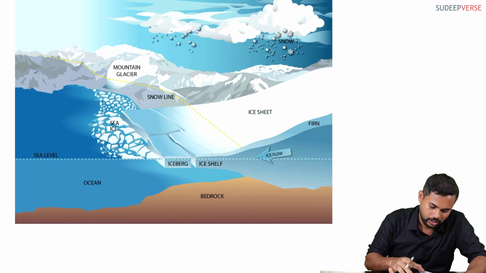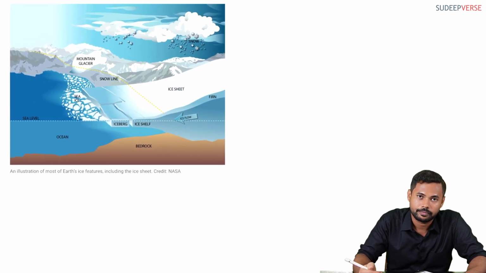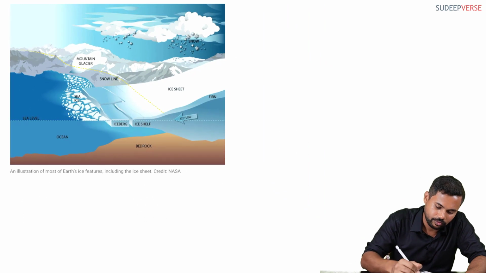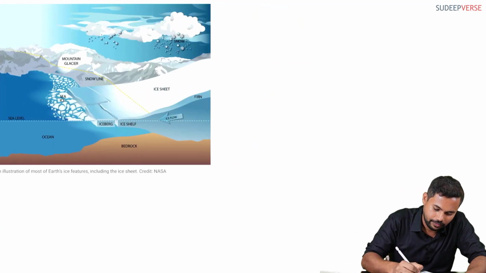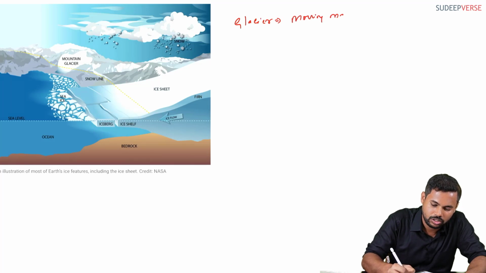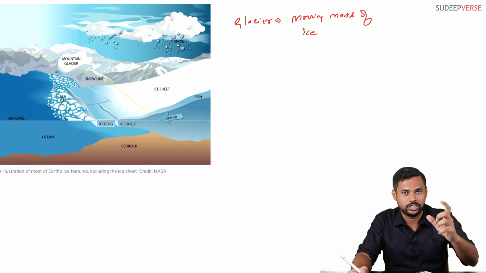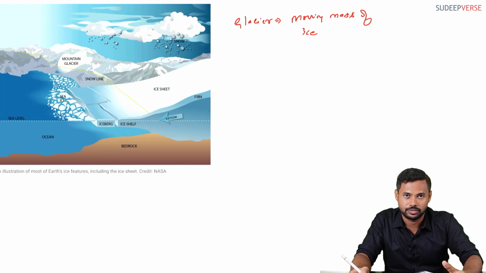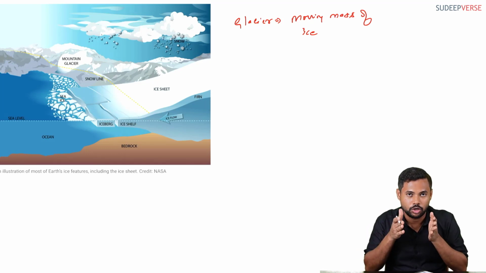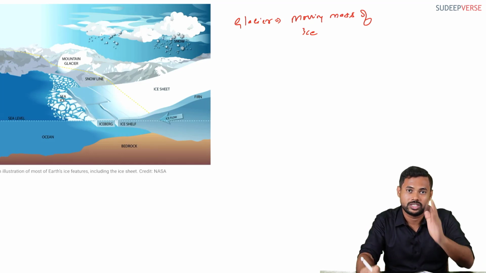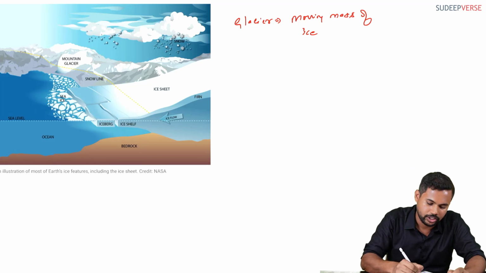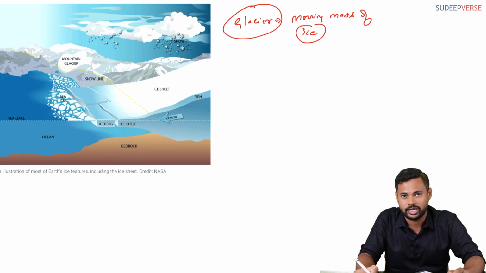Okay, now let me just define what these terms are. If I have to define what is glacier, glacier is moving mass of ice. Glacier is very similar to a river. Just like a river, a glacier has a source, a glacier has a destination, and just like a river, glaciers also flow or move in the same path. Okay, so glaciers are nothing but moving mass of ice.